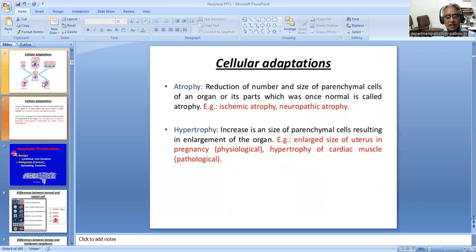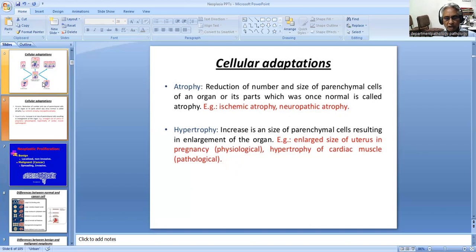So cellular adaptations, as I told you, atrophy: there is a reduction of number and size of parenchymal cells of an organ or its parts, which once it was normal, is known as atrophy. And the commonest example of atrophy is ischemic atrophy or neuropathic atrophy. In cases of ischemia, meaning lack of blood supply, there is an atrophy of the cell, or in cases of degeneration or changes in the nervous tissue, there is a neuropathic atrophy of the cell.